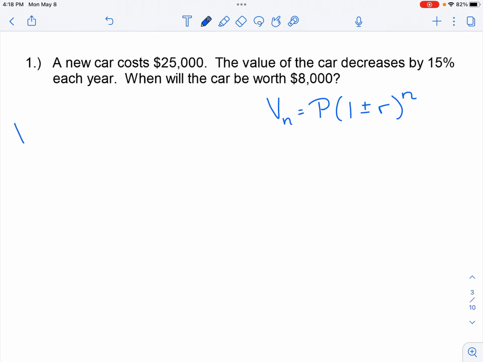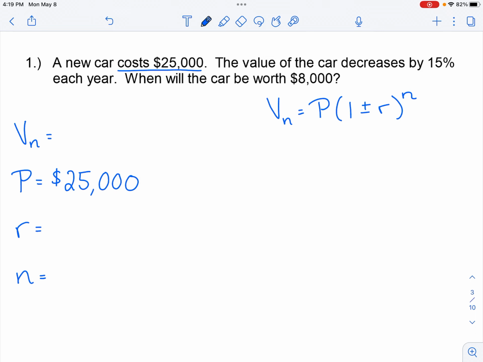Off to the side, my recommendation is to list all your variables: V sub n, P, r, and n. Now we want to go back and reread the problem and figure out what these quantities are. Because there are 4 variables, we're going to know 3 out of the 4. We'll only ever have 1 missing value. So a new car costs $25,000. That's the starting value, so that's the principal value, or P, $25,000.